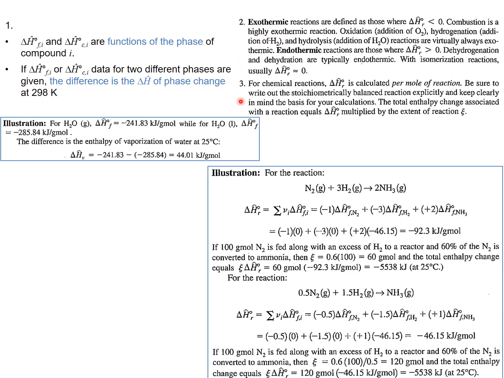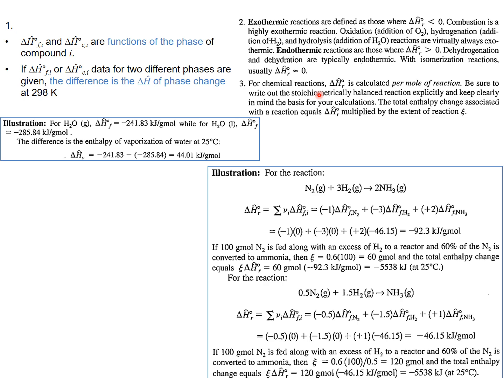And let's go to the third comment. For chemical reactions, the reaction enthalpy at standard state is calculated per mole of reaction. I'd like to emphasize per mole of reaction. So the unit of the reaction enthalpy is kilojoule per mole of reaction. Be sure to write out the stoichiometrically balanced reaction explicitly and clearly, and keep clearly in mind the basis for your calculations. What does it mean?